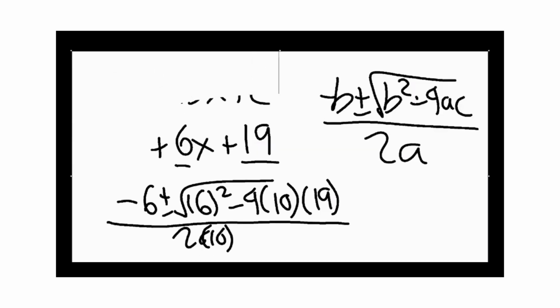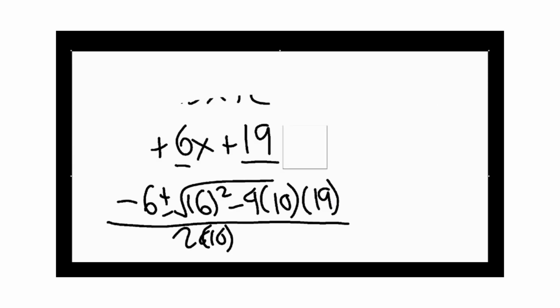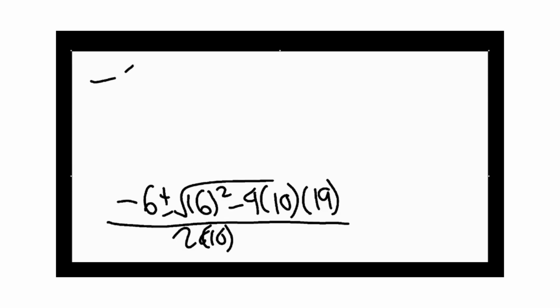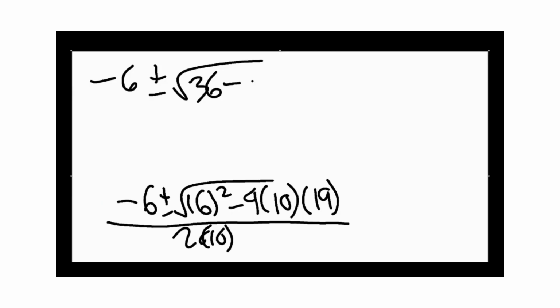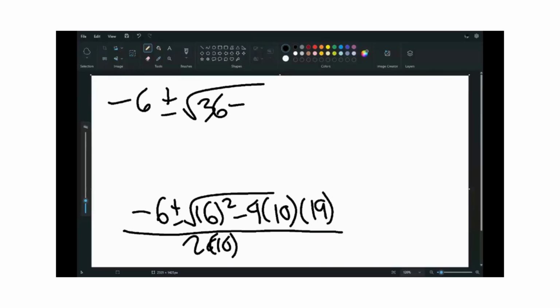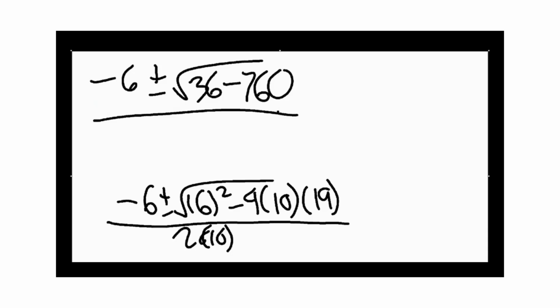Now we simplify even further to get negative 6 plus or minus the square root of, 6 squared is 36, minus 4 times 10 is 40, 40 times 19 is 760, over 20. And now we solve this.